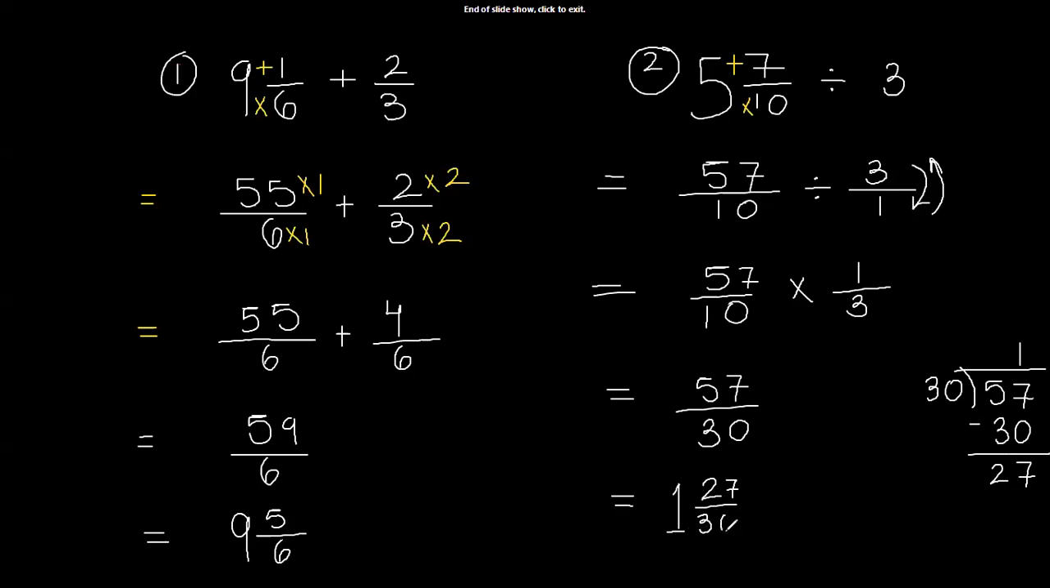We could still simplify this because this is gonna be what? You could use 3. Yeah, I could use 3. I wonder if I could use 9. I can't use 9. 27 divided by 3 is what? 9, right? And 30 divided by 3 is what? 10. So it's going to be 1 and 9 over 10. Okay. Does that make sense? Yes, sir.